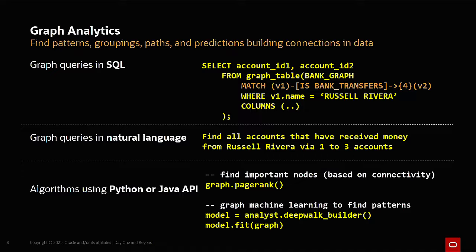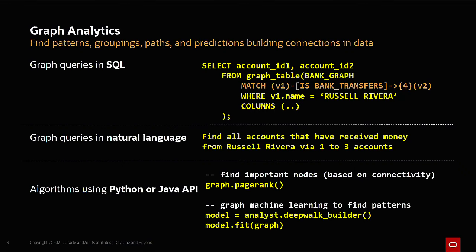And we have over 80 pre-built algorithms available that you can run, like PageRank, that helps you find important nodes in a graph, as in which are the nodes which have a lot of transactions flowing through them. And then graph machine learning algorithms to find patterns. And I'll be showing an example of these two algorithms.